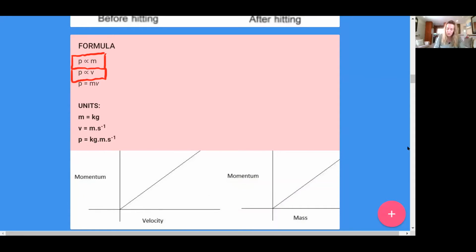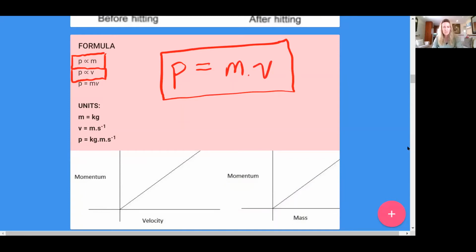If we look at two variables that affect the same physical quantity, then we always multiply their effect together. And so we get that momentum is directly proportional to mass. It's also directly proportional to velocity. So the combined effect of mass and velocity on momentum is the product of the two. So the formula for momentum is this: p is equal to m times v.